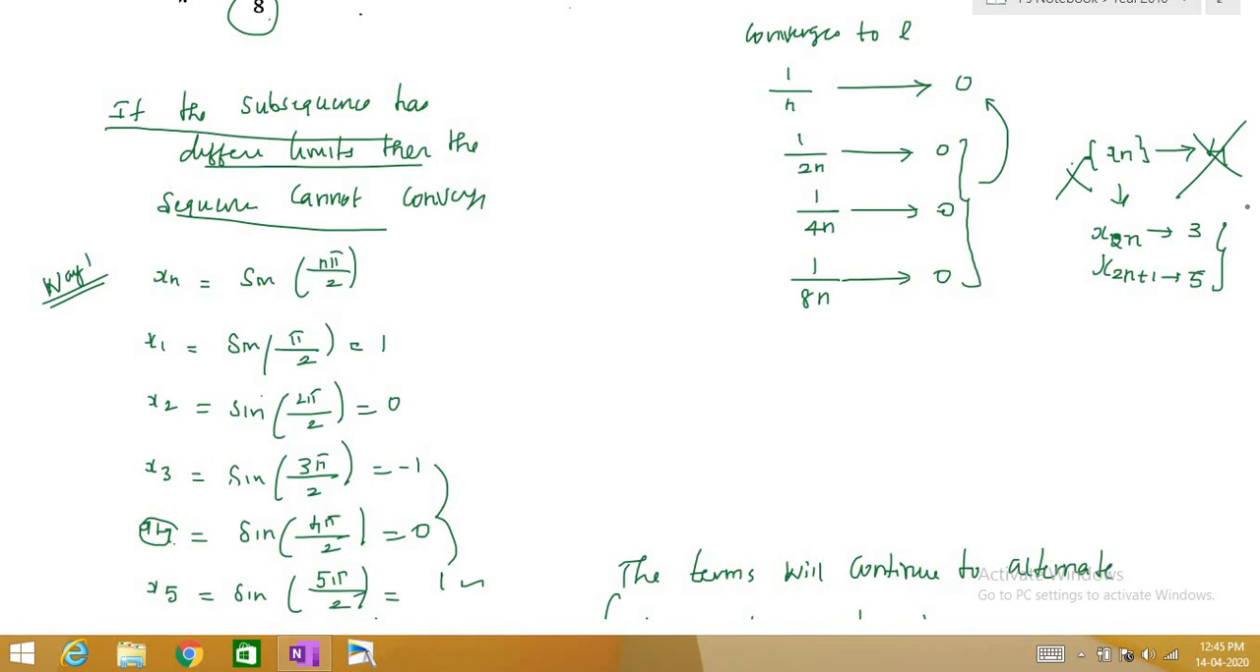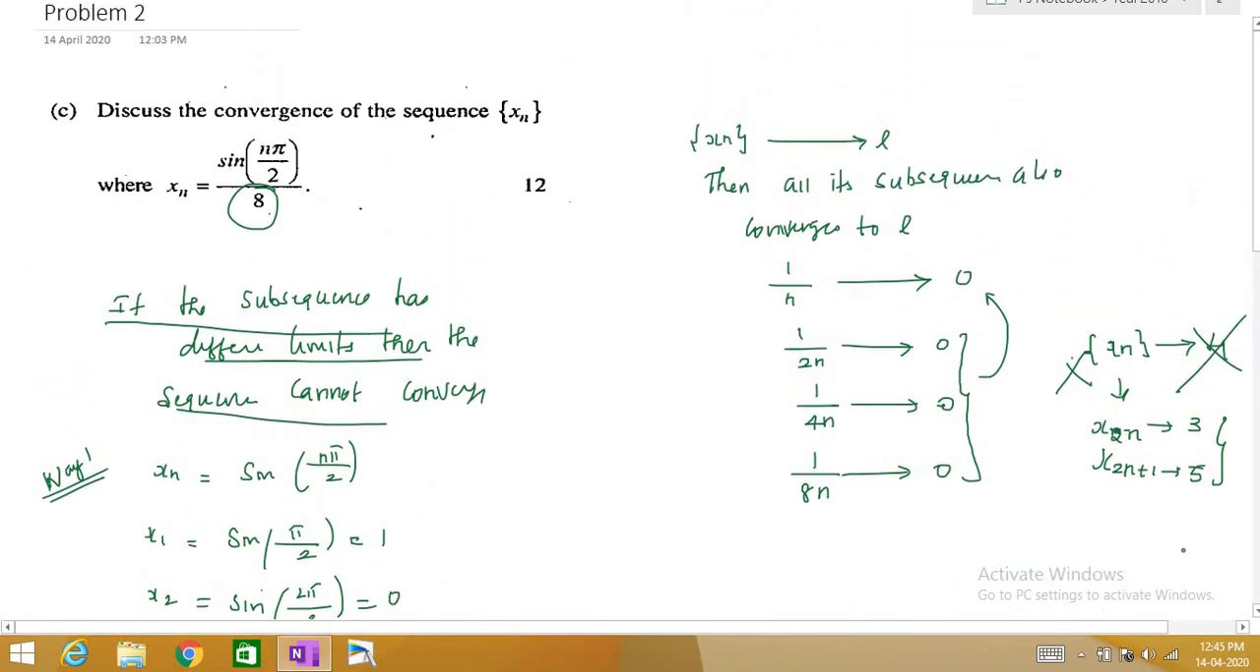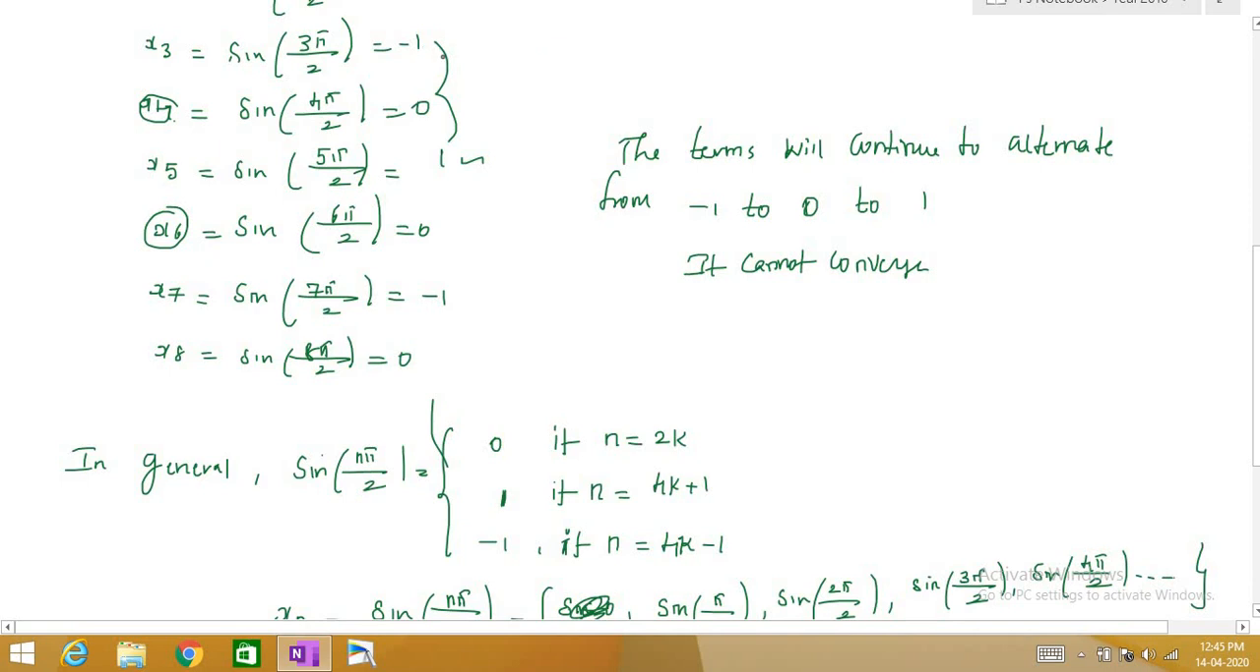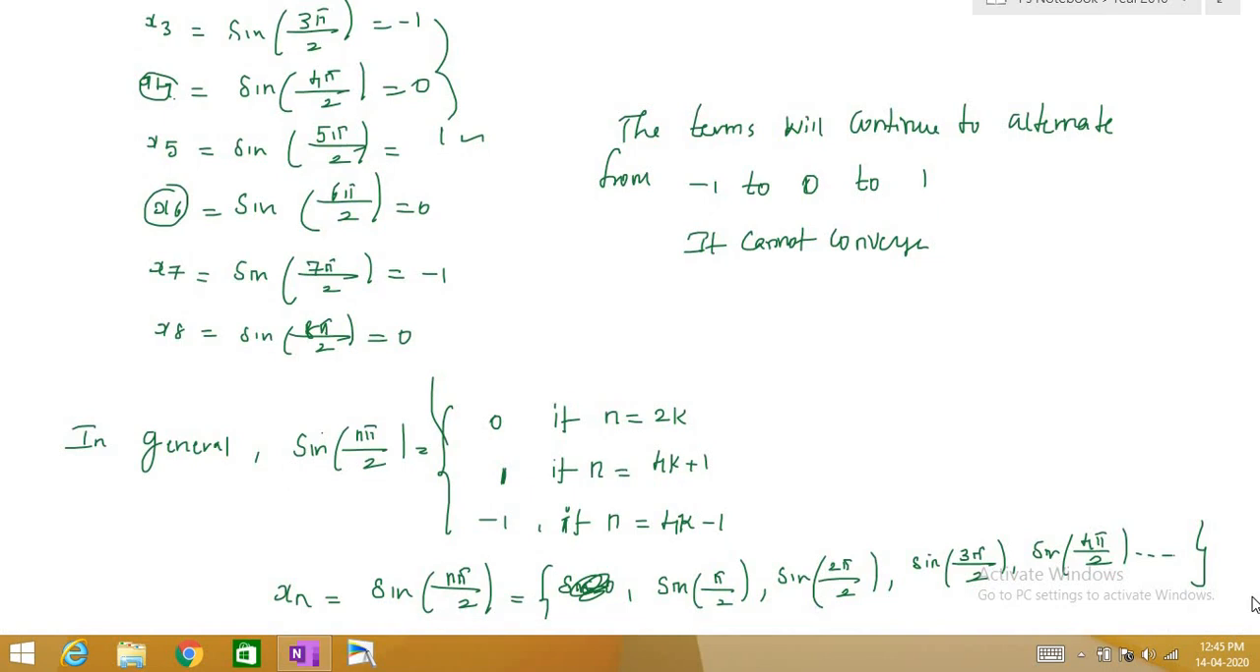So it doesn't matter if we have 8 in the denominator here, right? It is nothing but sin(nπ/8). Since this is not convergent, this also is not convergent. For sin(nπ/8), you just have π/8 for all the terms, and here also we have π/8. So we'll have 1/8 and minus 1/8, right? That doesn't matter. So therefore the sequence will not be convergent.